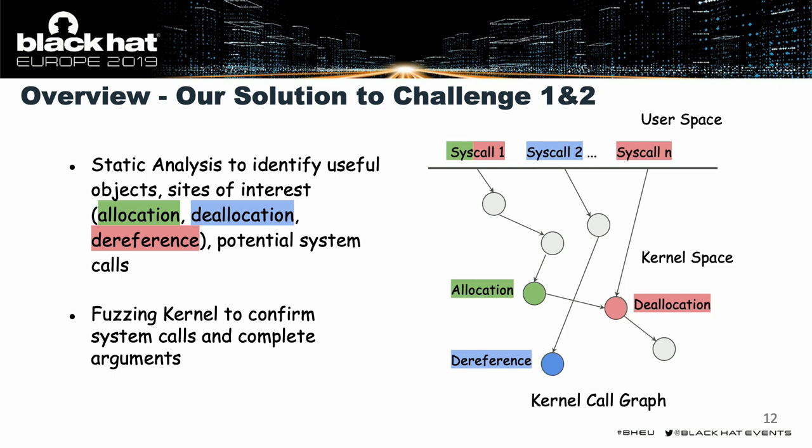Our solution first uses static analysis to identify useful objects. From the source code, we learn the program sites where identified objects are allocated, deallocated, and dereferenced. Along the kernel call graph, we trace from the sites of interest back to the system calls that can potentially reach these sites. Static analysis offers us the information about which kernel objects are useful, as well as which system calls we can use to operate these objects. To eliminate false positives of static analysis and complete the system calls with arguments, we run kernel fuzzing to trigger the object operations at runtime.